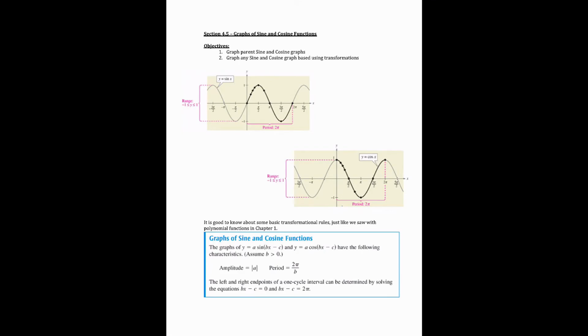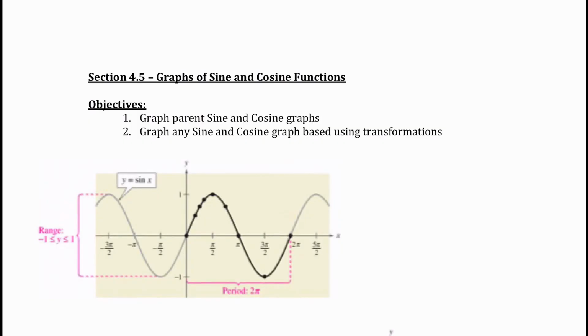Section 4.5 is about graphs of sine and cosine. So our objectives, our goals for this lesson are to graph the parent sine and cosine graphs, which we'll talk about immediately right below. Then we're also going to graph any sine and cosine graph using the transformations that we already know.